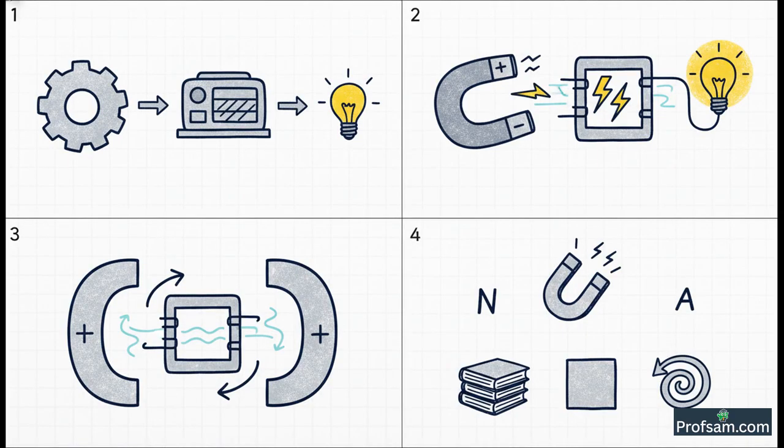So for your final revision, just remember these 4 key points. Number 1, it's an energy converter. Number 2, the principle is electromagnetic induction. Number 3, the whole process is caused by the changing magnetic flux, which happens because of rotation. And finally, number 4, the peak voltage is given by NBA omega. If you remember these 4 things, you've got the whole story.